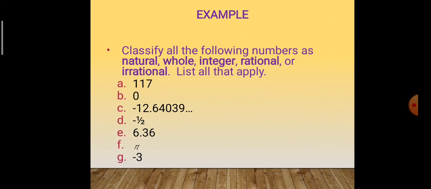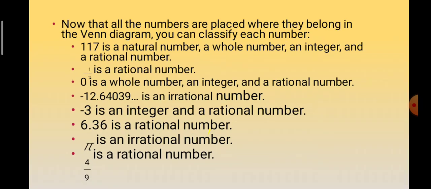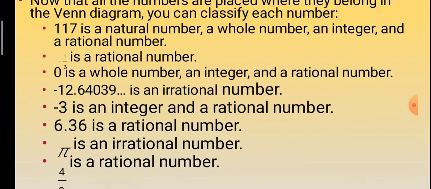So let us see a few examples. We have to classify all the following numbers as natural, whole, integer, rational or irrational. List all that apply. First one is 117. 117 is a natural number, 117 is a whole number, 117 is an integer and also a rational number.